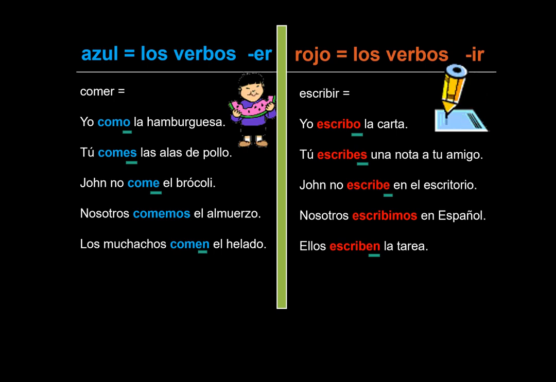Why did I skip over the nosotros form? Take a close look. If you chop and add, you should notice a difference. Comemos ends in emos. Escribimos ends in imos. The e for emos comes from the er verb ending, and the i for escribimos comes from the ir ending. So these verbs take the same ending in both er and ir in the present tense, other than the nosotros form.